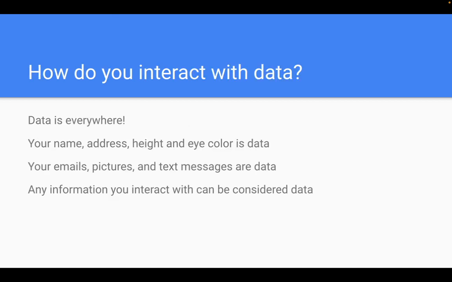All right, so how do you interact with data? Well, as you know, data is everywhere. Whether you're looking at your cell phone or at what's on TV, so much of it is based on data, even if it's just the story in a movie. Your name, address, height, and eye color is data. Your emails, your pictures, your text messages, these are also data. Any information that you interact with could also be considered data. This could even be your basic communications, whether it be voice, text, or image, all of this can be put in the form of data.